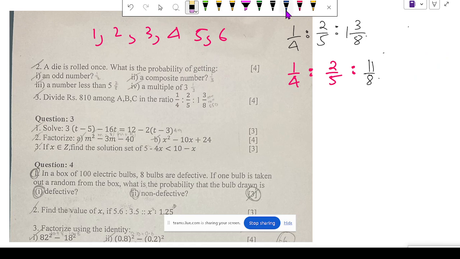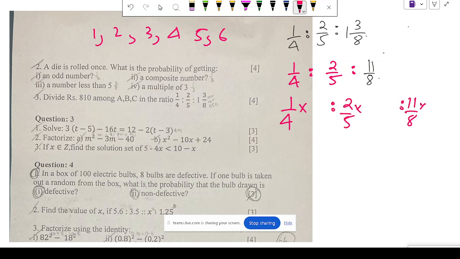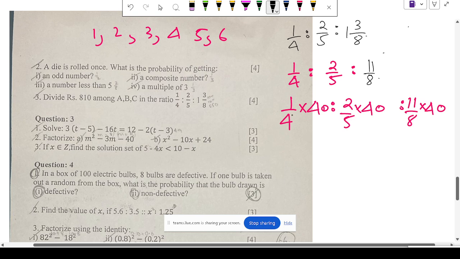Right? So once you get LCM, what do you do? We have to multiply the LCM with each of the fractions. Okay. Why are we doing all this? What's the reason? Why did we take LCM? Sir, so that we get the same numbers.